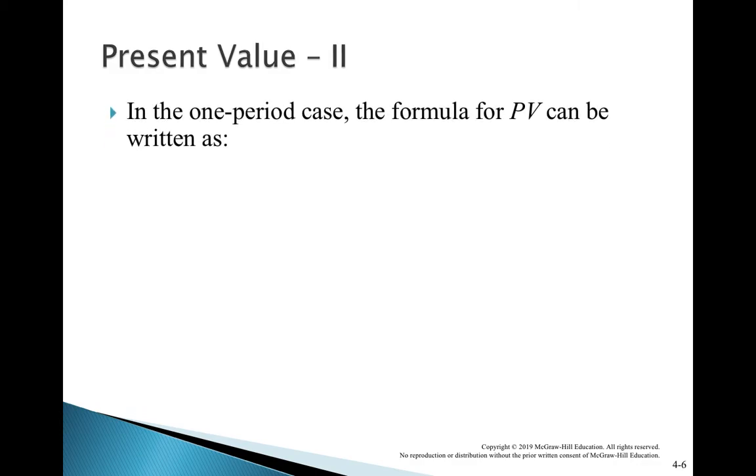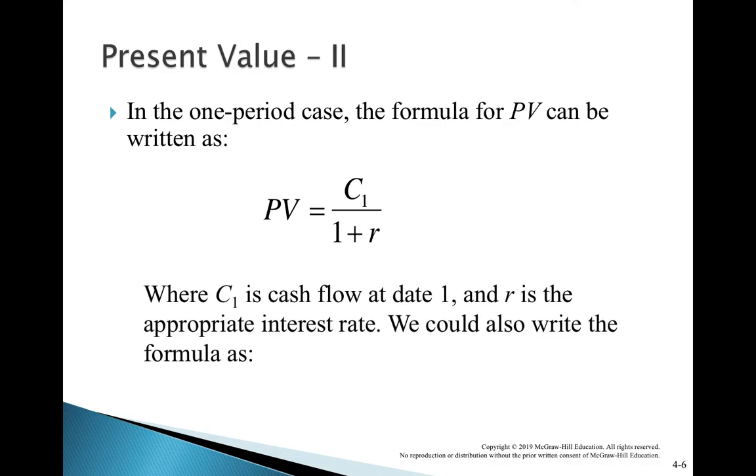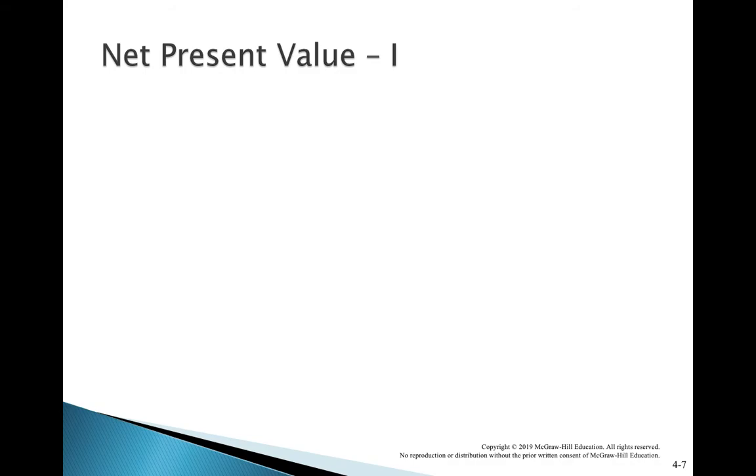In the one period case, the formula for present value can be written as present value is equal to future value divided by 1 plus R, as we have seen in the previous example, where C1 is the cash flow after 1 year, R is the rate of return, and PV is the present value.